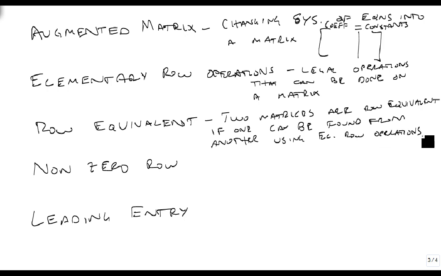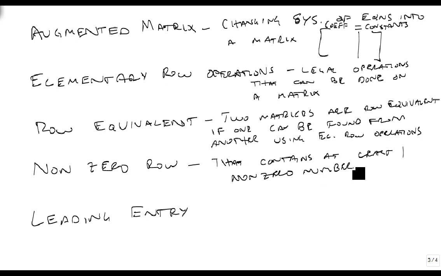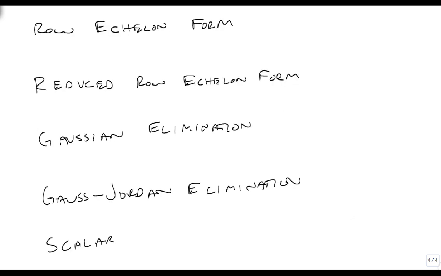So any matrix that we use the row operations for, the result of that is equivalent to what we started with. A non-zero row is a row that contains at least one non-zero number. So a zero row is then one that contains only zeros, and the leading entry is the first non-zero number in a row if we look from left to right.